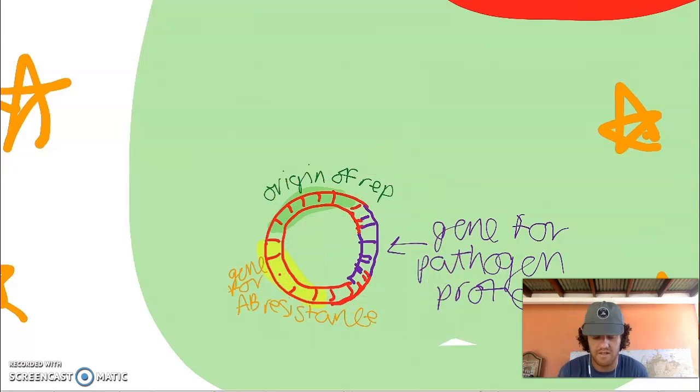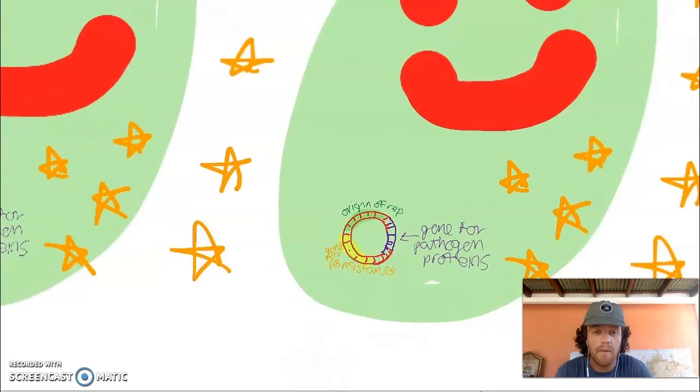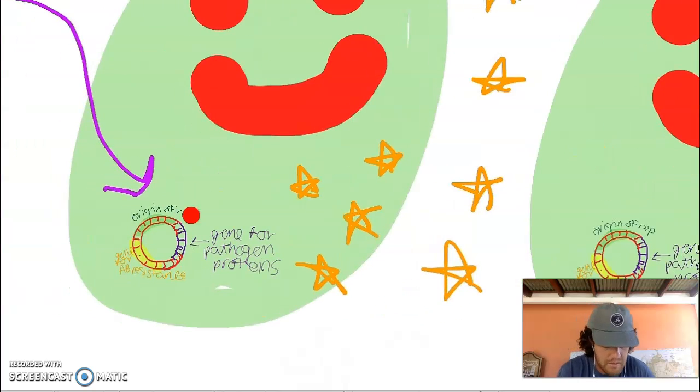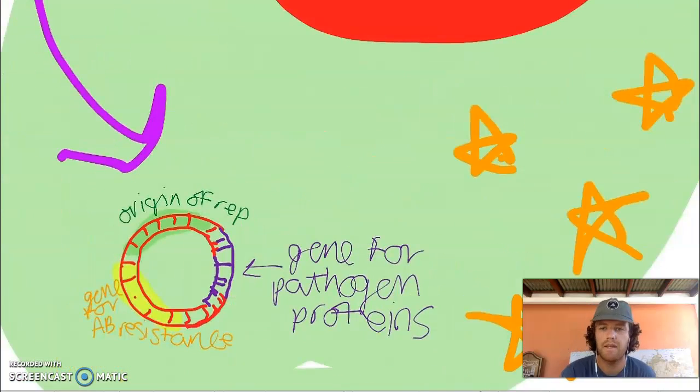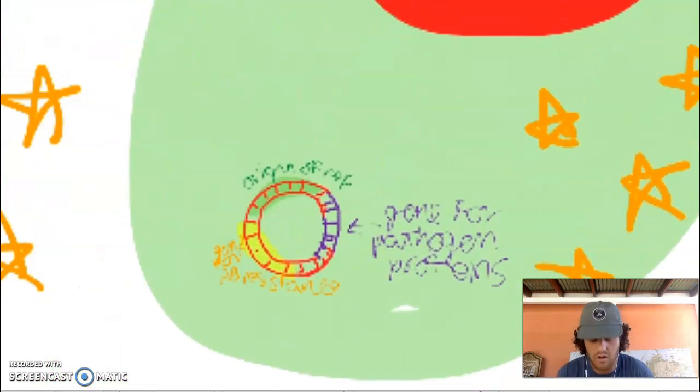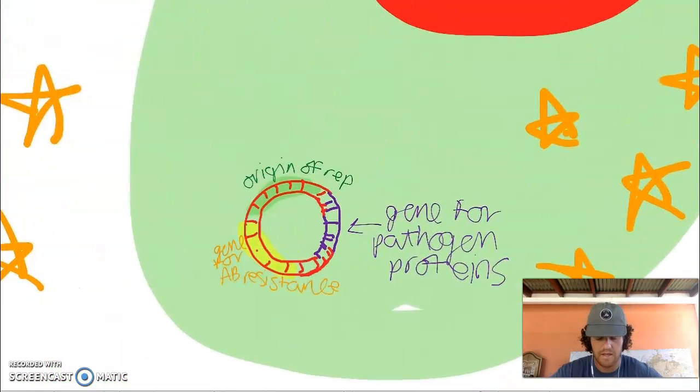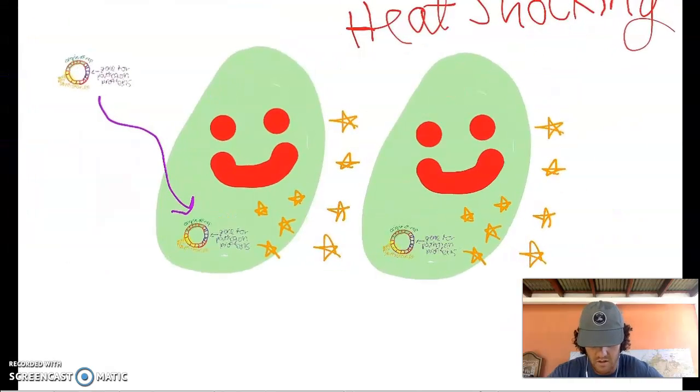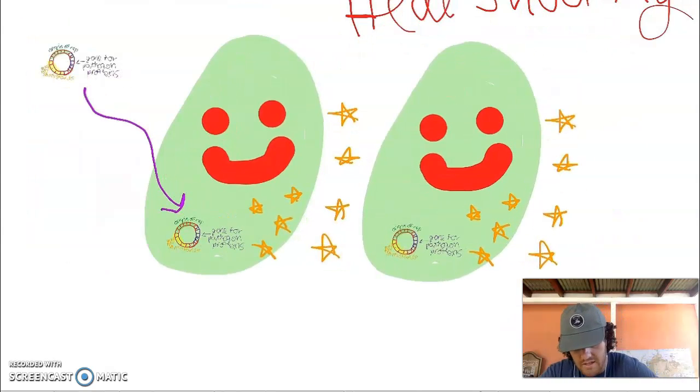Okay, are you starting to see where this is going? The copy of this plasmid can only be made if the origin of replication is intact. So because this plasmid still has an intact origin of replication, this bacteria cell will also have the copy of the plasmid.